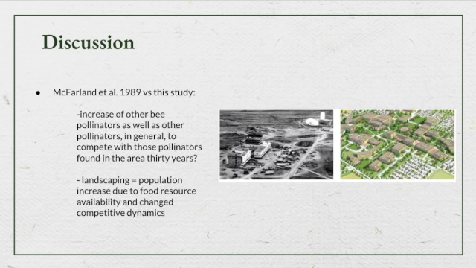Finding that the only species that was clearly identified to be the same from our study and McFarland's study from 1989 was the solitary wood borer bee could suggest that there might have been an increase of other bee pollinators, as well as other pollinators in general, to compete with those pollinators found in the areas 30 years ago. So this can suggest that although some of the same pollinators exist today in this area, landscaping could have both increased their populations due to an increase of food resources and possibly changed competitive dynamics with more generalist species.